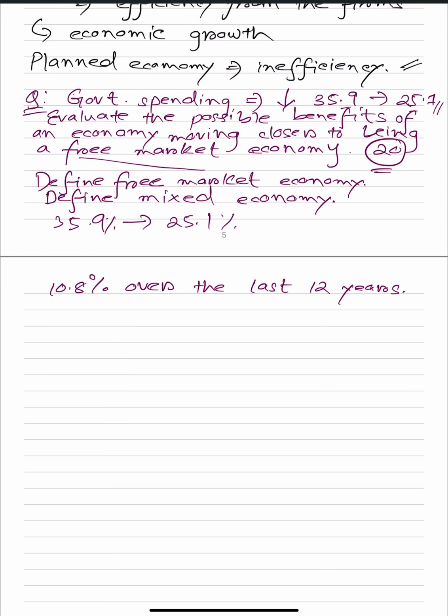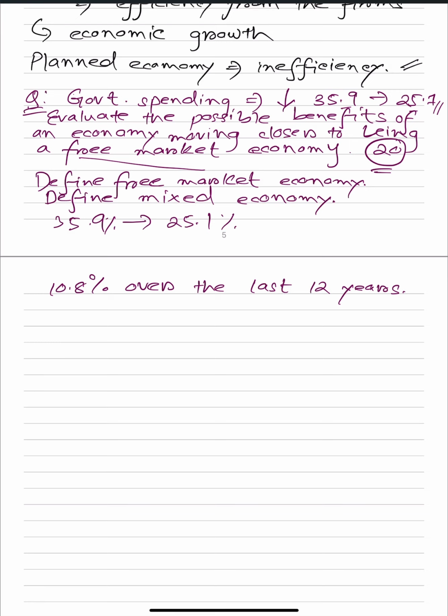This is what we're going to say. So they're moving from 35.9 to 25.1. So government involvement reduced by 10.8%. So they're moving to a more free market economy. So that's how we introduce it. And then comes our analysis.